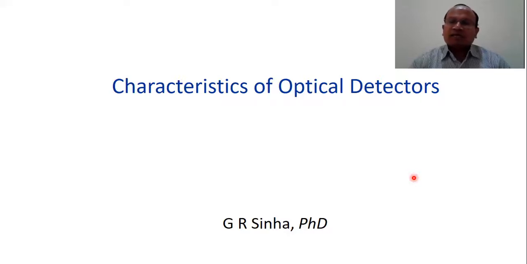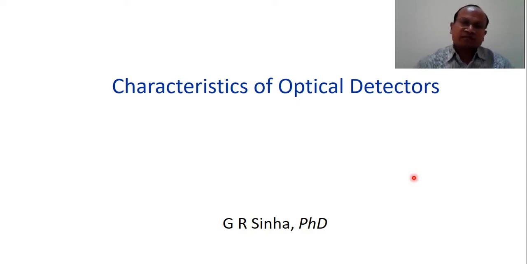Characteristics of optical detectors is the topic of this lecture. We know that optical detectors are very important in optical communication systems because in an optical communication system light travels in the form of light, and when it is received at the receiving end using an optical detector, the light signal is converted back into electrical, and then using an appropriate transducer, we convert it into the original signal which was transmitted.